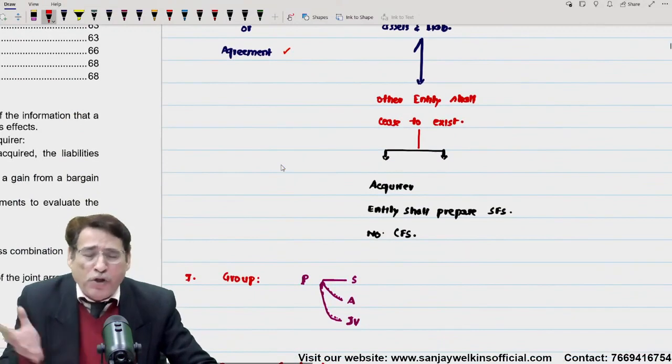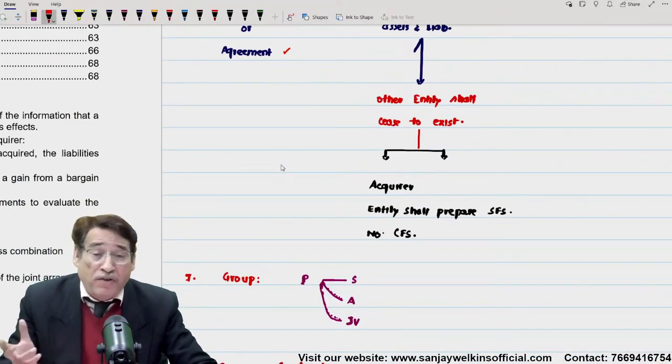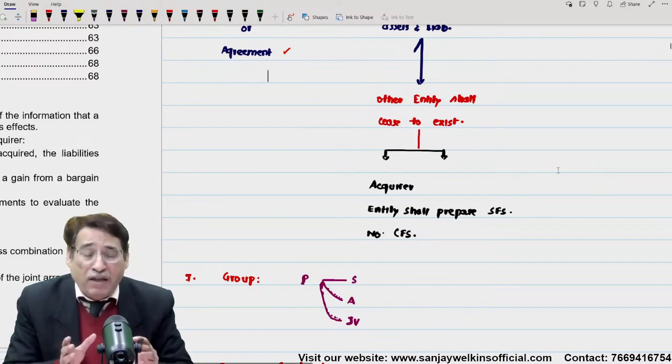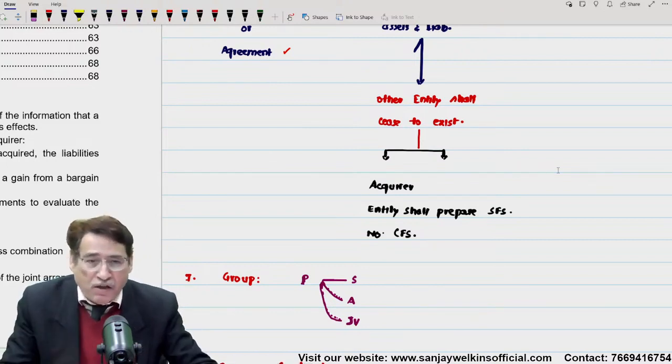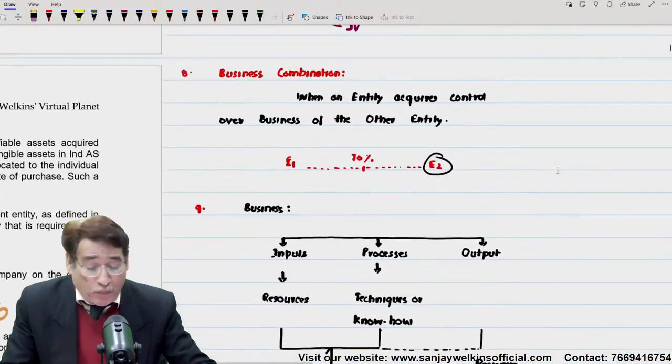In such a situation, no question of preparing any consolidated financial statement would arise simply because of the fact that the other entity now has lost its existence. Is it clear to you or not?